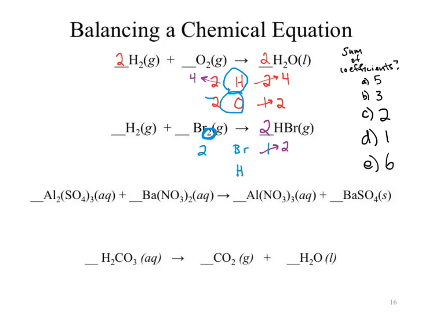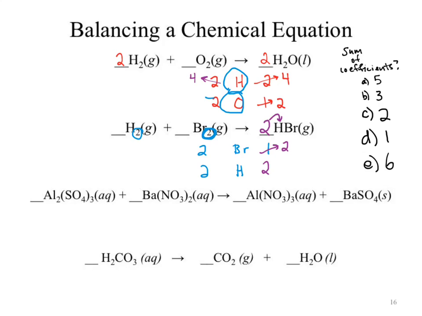Hydrogen. How many hydrogens on the reactant side? 2, because of our subscript. On our product side, the 2 applies to everything after it, which means how many hydrogens are there? 2. Is our hydrogen balanced? Yes. What do we do? Check it. Okay? For the sake of time, I'm not going to go through and check them all. Is it balanced? Beautiful. Next problem.